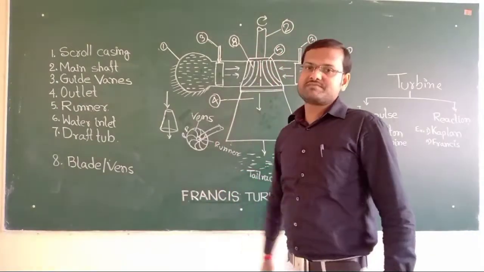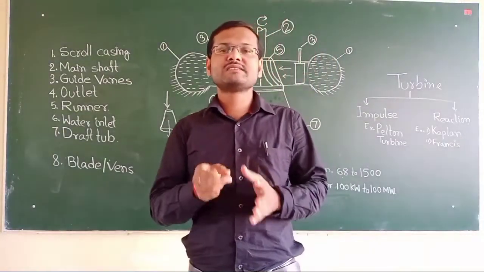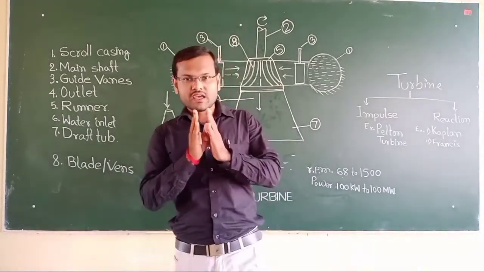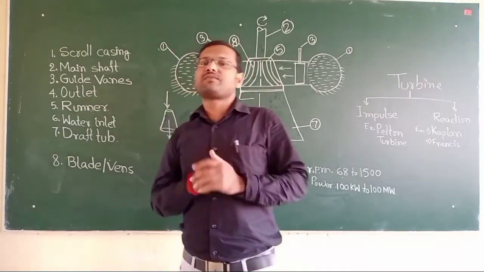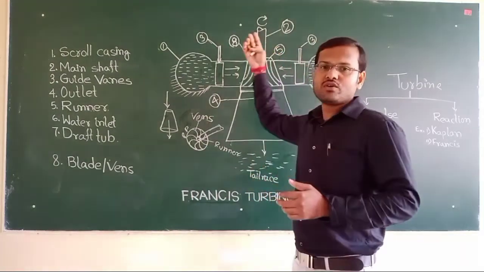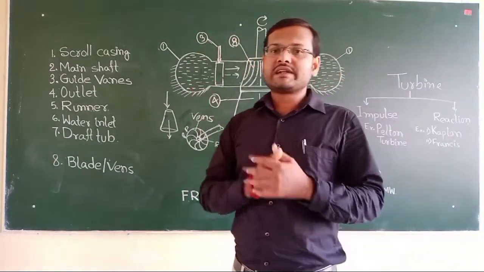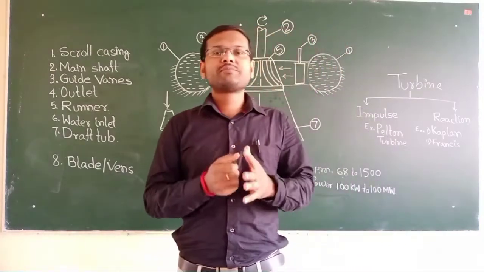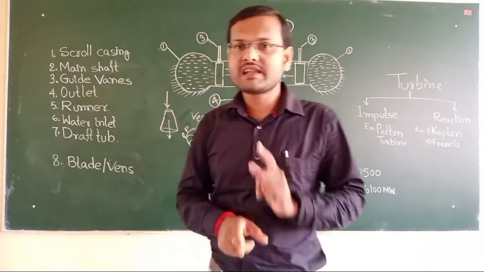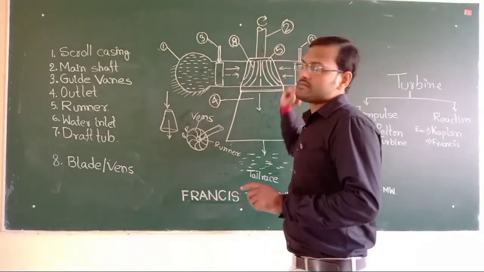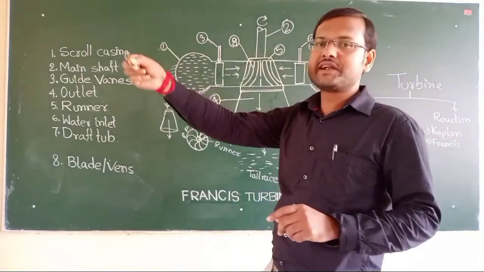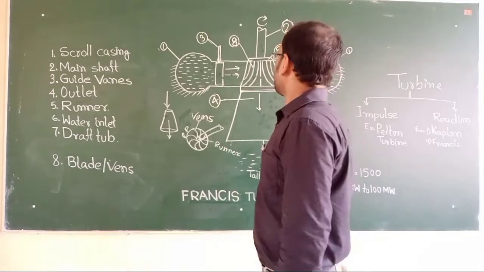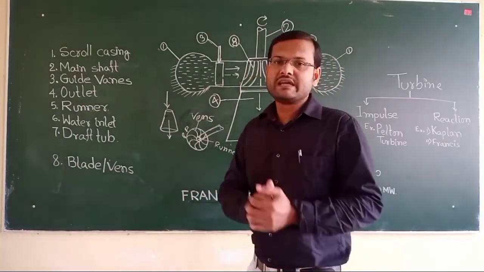The next part is main shaft. Main shaft is attached with the runner, and this is used to transmit power from the runner to another place or generator. When the runner rotates, then we get mechanical energy, and this mechanical energy is transferred to the generator with the help of main shaft. Then the next part is vanes.